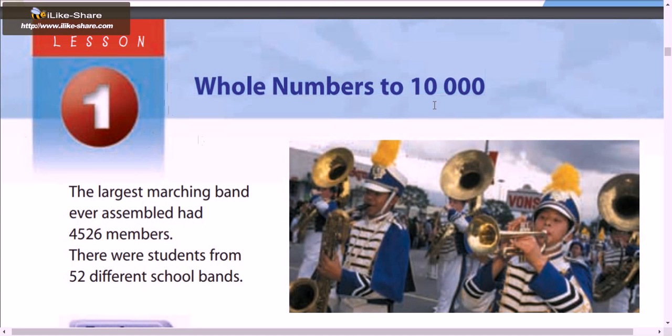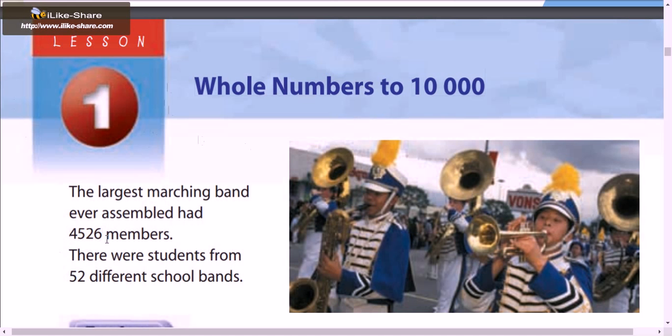All right? Now, 10,000 here has 5 columns. We have a ones column, a tens column, a hundreds column, a thousands column, and a 10,000s column. However, a lot of numbers we're going to be working with actually only have 4 place values: a ones, a tens, a hundreds, and a thousand.